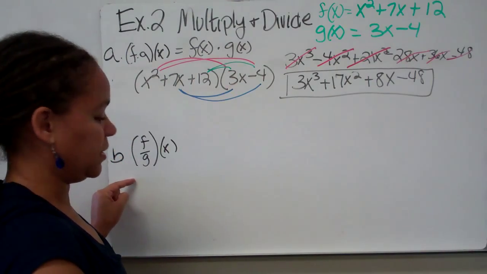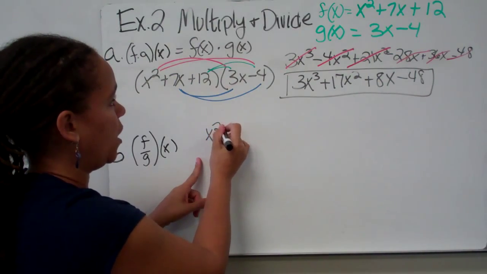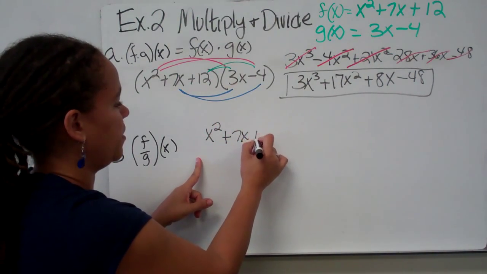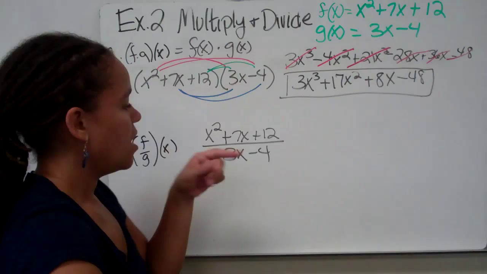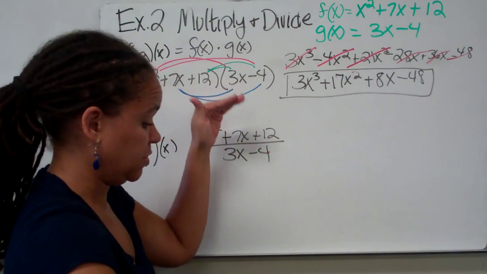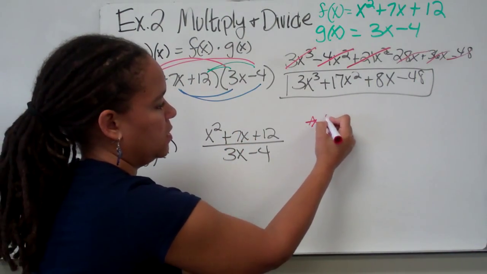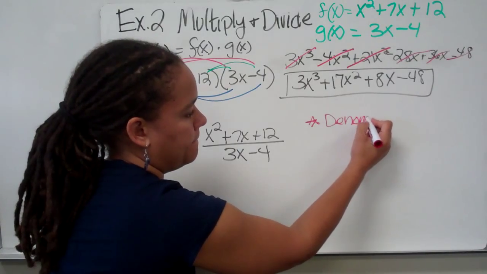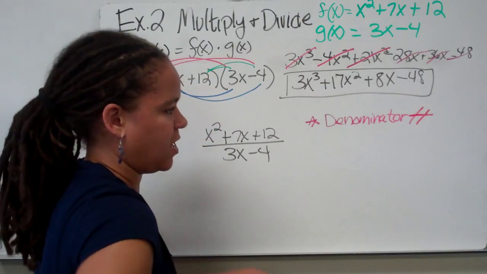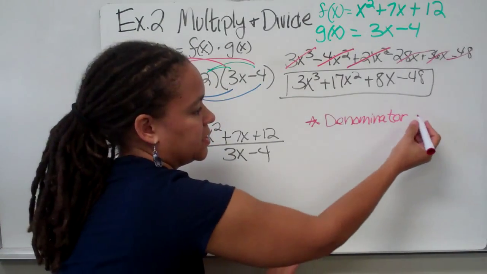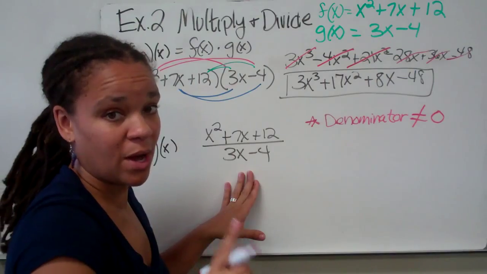All right, now dividing. Last example for today, f divided by g of x. So I want to take x squared plus 7x plus 12 divided by 3x minus 4. And we're actually able to leave it this way. We've just set them up as a ratio. But we need to keep in mind, remember, the denominator cannot equal 0. You can't divide by 0. So you can leave it this way, but you have to have a condition.